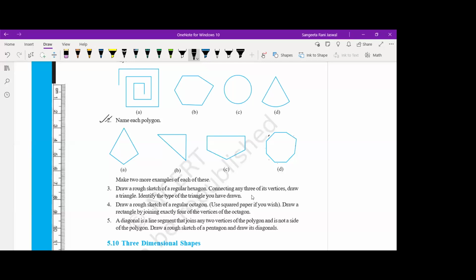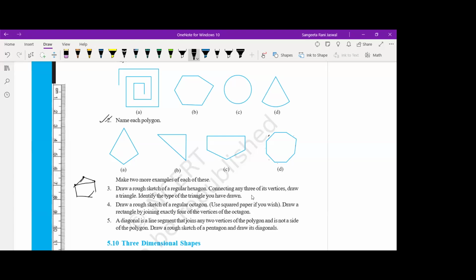Draw a rough sketch of a regular hexagon, connecting any three of its vertices. Draw a triangle. Identify the type of triangle you have drawn. Now, when you were doing the symmetry chapter, you were making diagonals, no? Lines of symmetry. But it's not that actually, it's connecting any three of its vertices. So see, these three vertices are connected like this, and if I connect like this, I get a triangle here. Identify the type of triangle you have drawn.